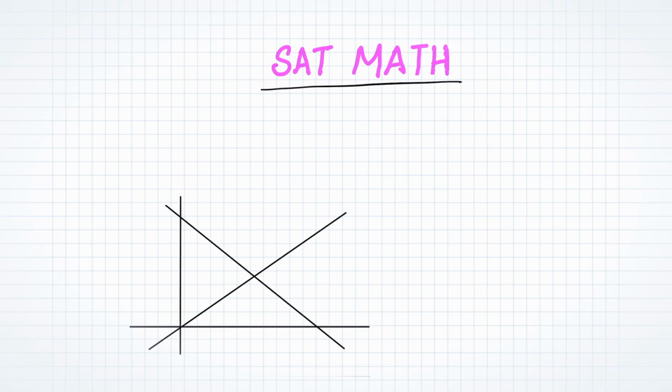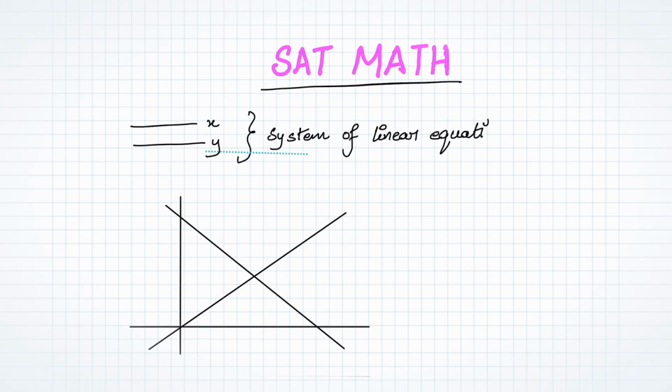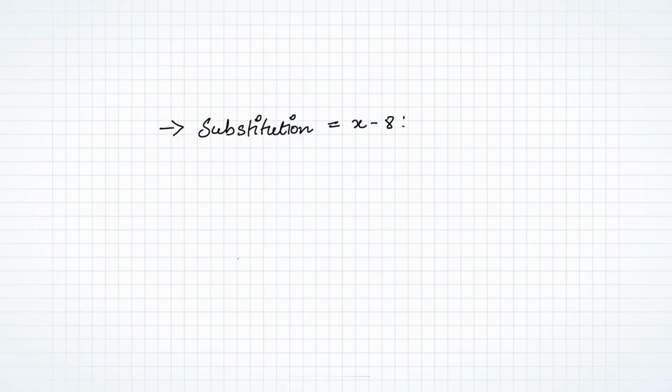SAT math can seem tricky, but when you see two equations together, don't stress. It's just a system of linear equations. Basically, a system of linear equations means two lines on a graph, and the solution is where those two lines meet. That meeting point gives us the same x and y that make both equations true. We can solve it in two main ways: substitution, where you plug one equation into the other; elimination, where you add or subtract to cancel out one of the variables.